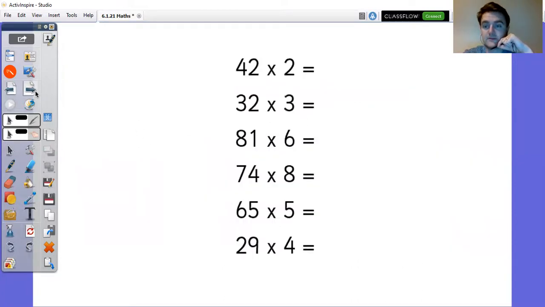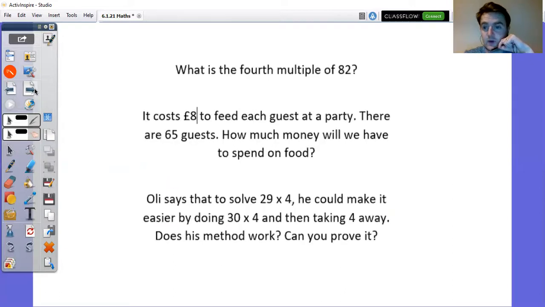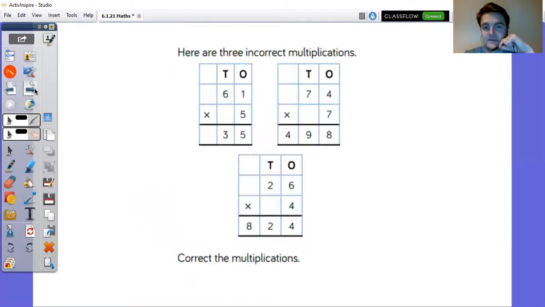So here are your arithmetic questions. If you want to have a go at those, pause the video now. Here's the first 3 word problems, so pause the video now for these. And your next 3 word problems, so again, pause the video now for these ones. And finally, your Be the Teacher. Here are your 3 incorrect calculations. Can you correct them?